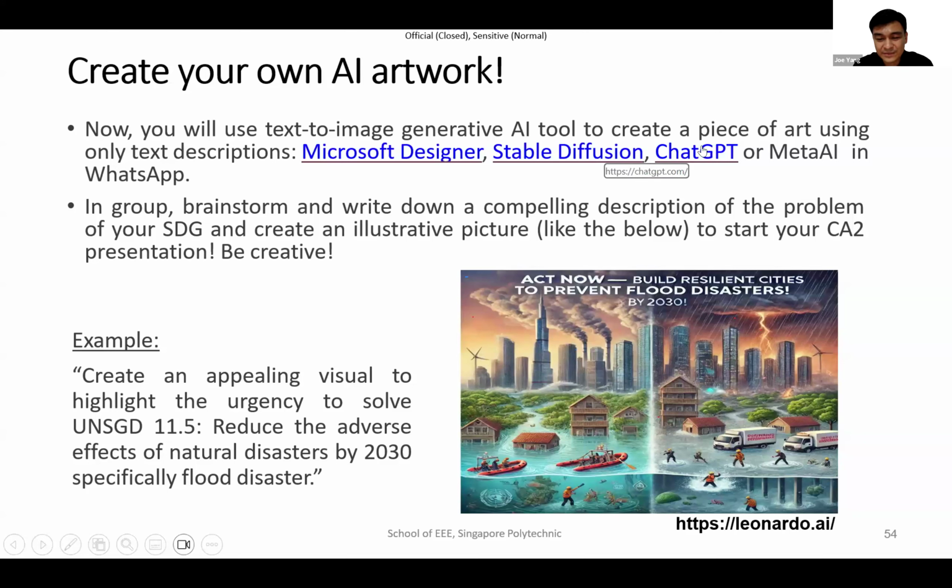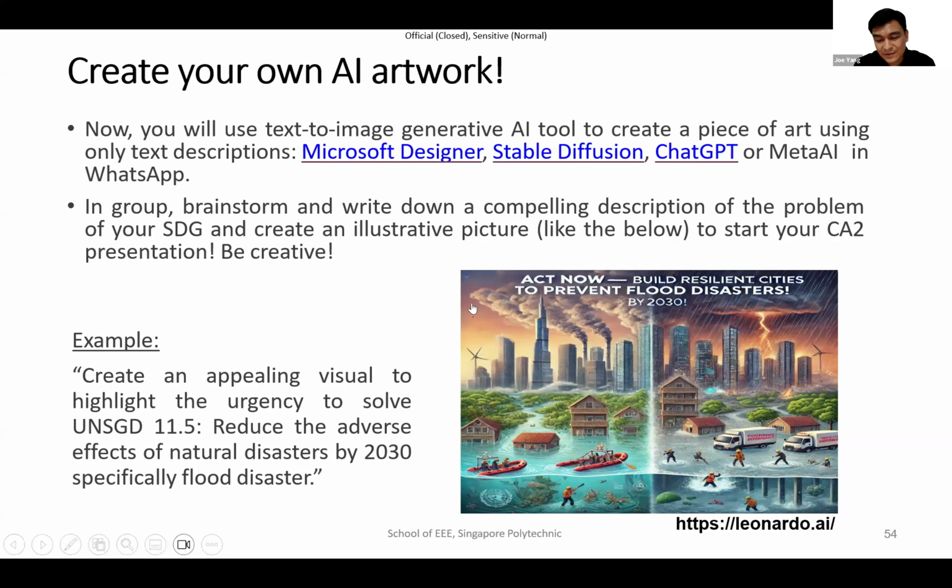ChatGPT, of course, is free up to certain limits. Meta is from Facebook. WhatsApp, you can also use it for GenAI artworks. WhatsApp is also tied to Facebook. Then you can create some images and some GenAI responses. You can do so in WhatsApp.